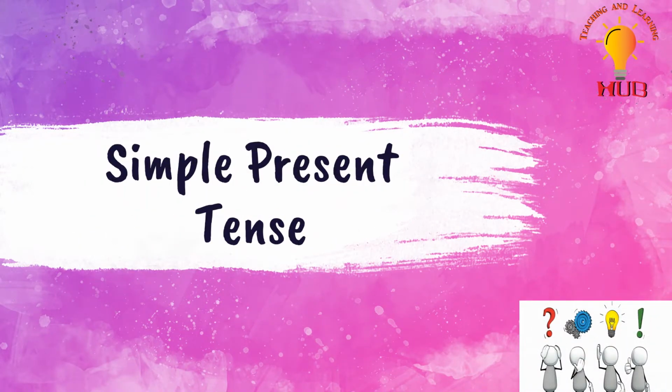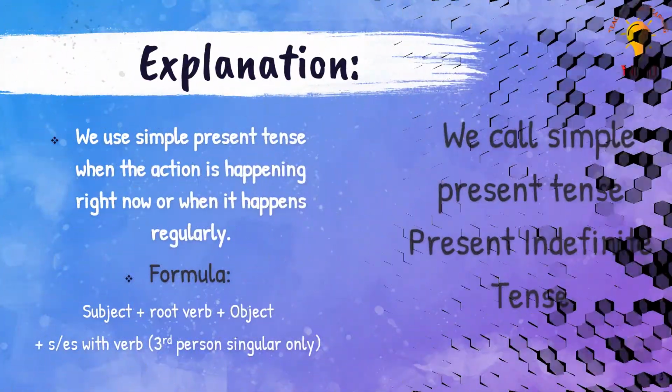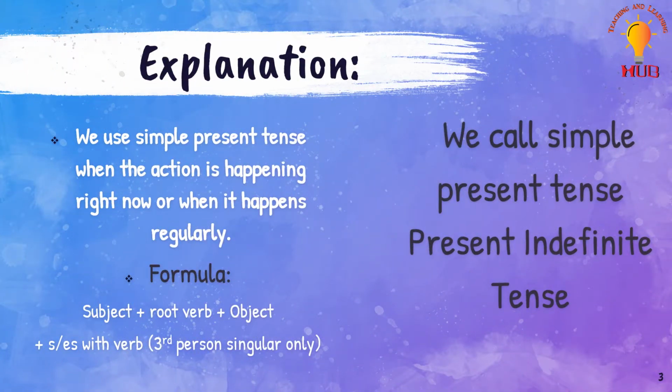Present tense. Simple present tense is used when the action is happening right now or when it happens regularly. The other name of simple present tense is present indefinite tense. What is the formula for that? Subject plus root verb plus object.